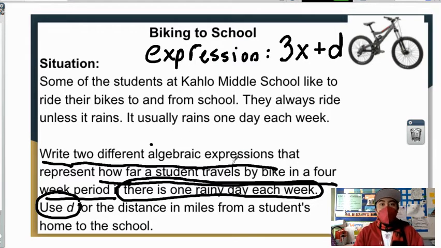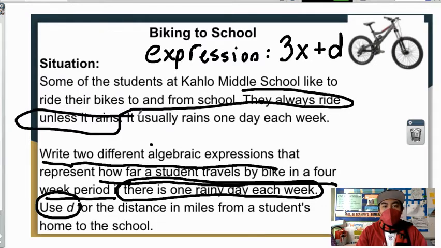And when it rains, they don't ride their bikes, because it says here they always ride unless it rains. So if it rains, maybe they're taking the car or the bus, who knows, or they're walking to school. Just keep that all in mind. Now, I want us to think about this problem some more, so I wanted to give you all some ideas to think about as you figure out this question.